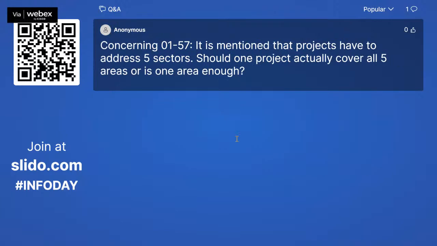Then moving on to the next question concerning 157. Is it mentioned that projects have to address 5 sectors? Should one project actually cover all 5 areas, or is one area enough? Okay, Henry, can you take this? Yes, I can take this one. No, we say at least one of the sectors.